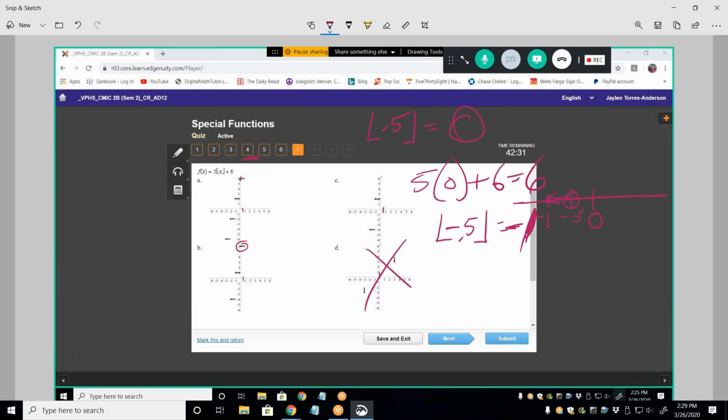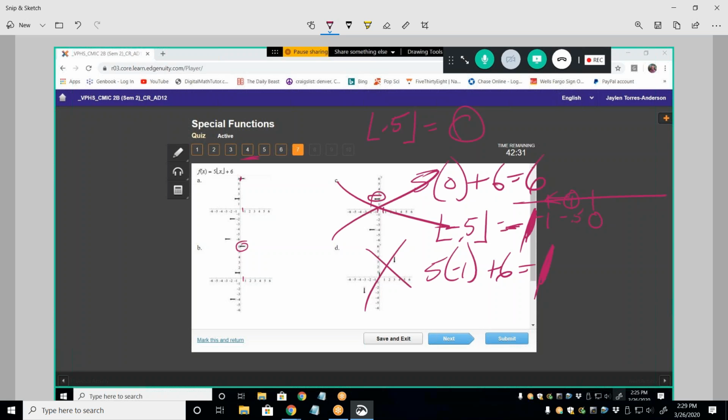Now, if I apply my 5 times negative 1 plus 6, that's equal to positive 1. So, in other words, if I look at line C, or option C, and I go to negative 0.5 right there, it says 2. Not right.